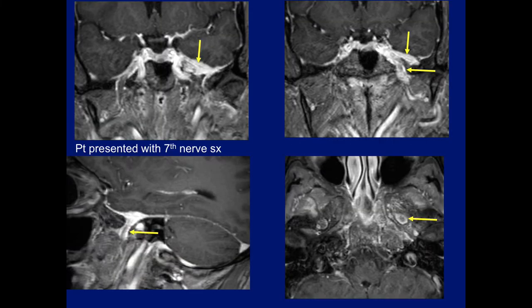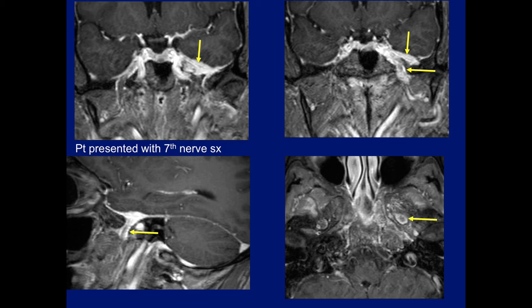Now here's a very interesting case. Patient presented with seventh nerve symptoms. What do we see? We see enhancement along the base, the temporal fossa. We see enhancement of the third division of the trigeminal nerve, again involvement of the skull base. Here on the sagittal view, we see the mandibular division enhancing, and here's the foramen ovale I showed last time in the axial plane. So there's a lot of enhancement here.